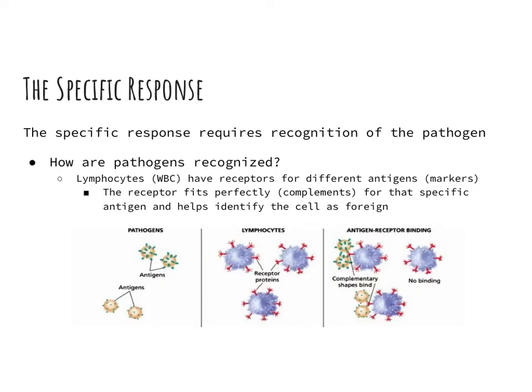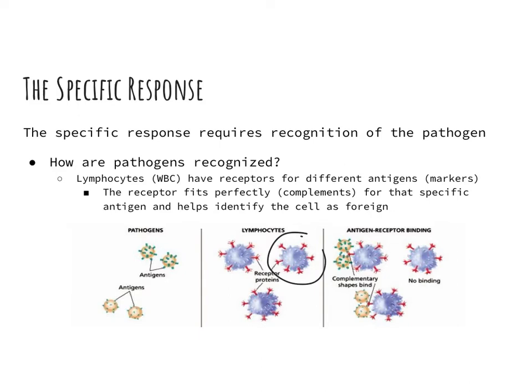So in order for the specific response to be initiated, we need to recognize the pathogen. We have millions of different white blood cells. You can see here some lymphocyte, and on the outside, those red little projections sticking out, those are receptors. Every type of white blood cell has different receptors, and those receptors are only specific to one type of antigen, perfectly fitting like a lock and a key.